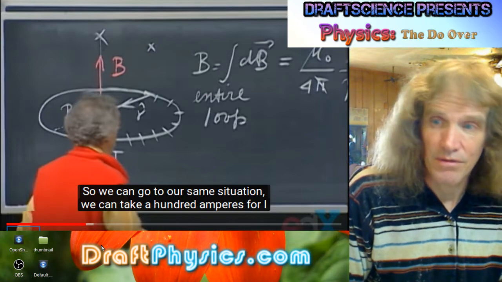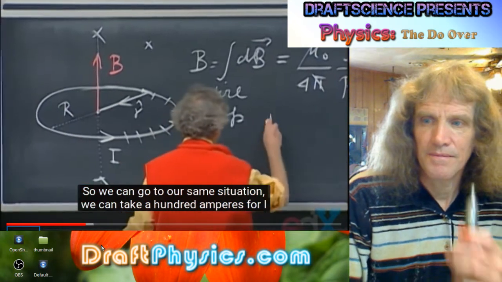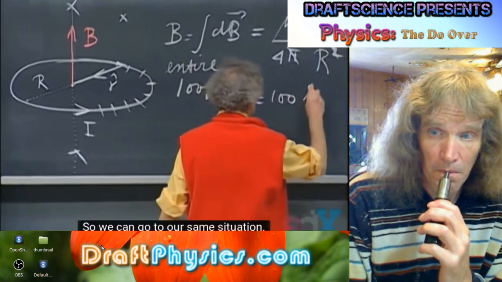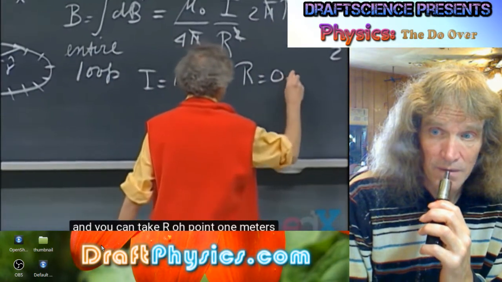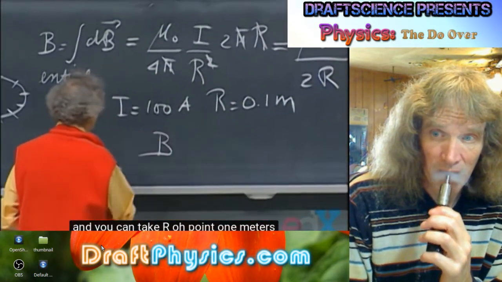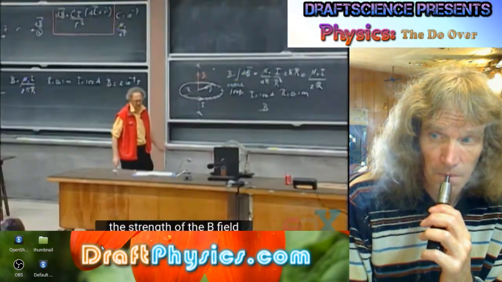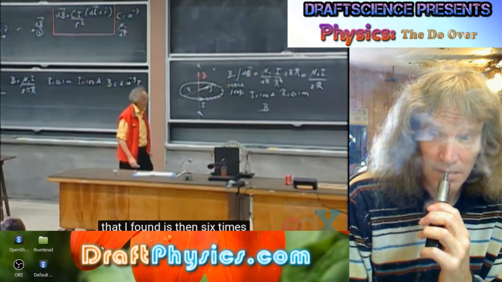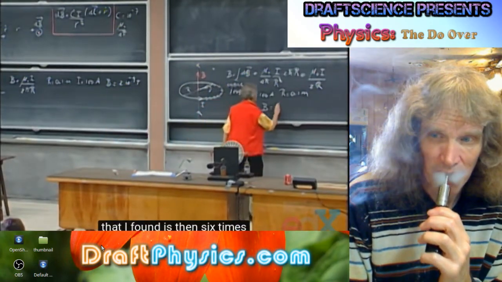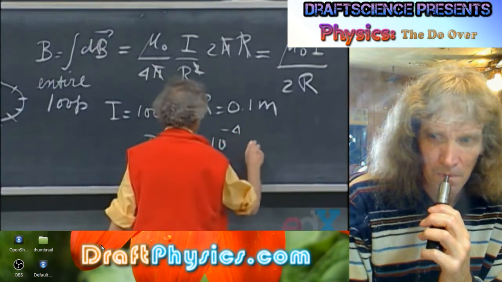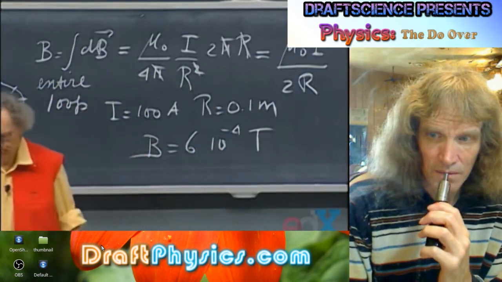That's pretty darn close. 100 amperes for I, and you can take R as 0.1 meters, and then the strength of the B field right at the center of this loop that I found is then 6 times 10 to the minus 4 Tesla. And that would be 6 Gauss.